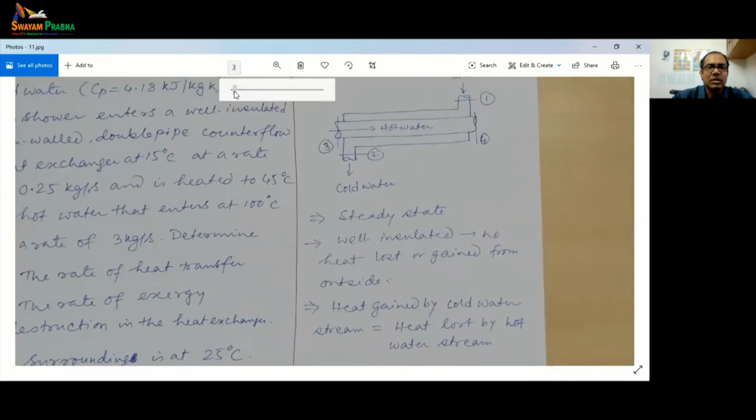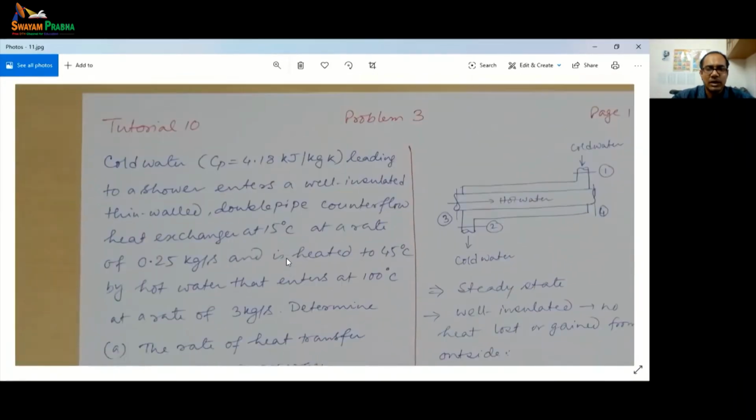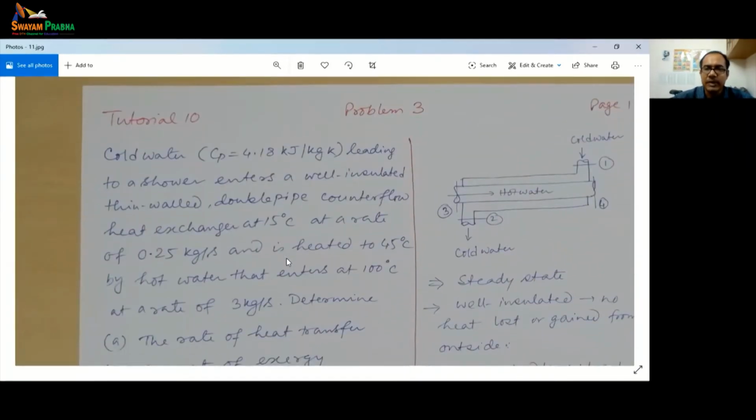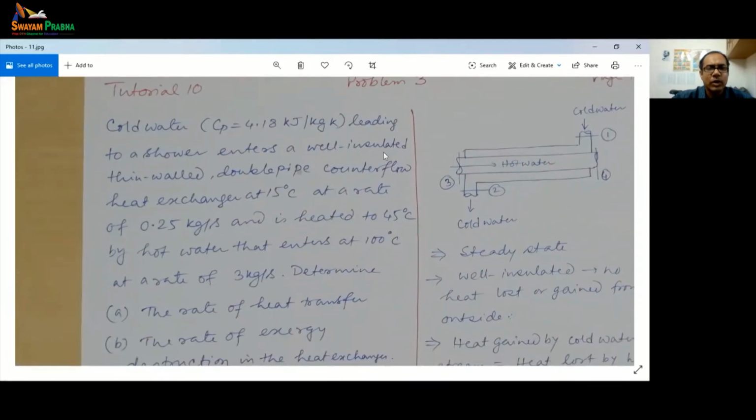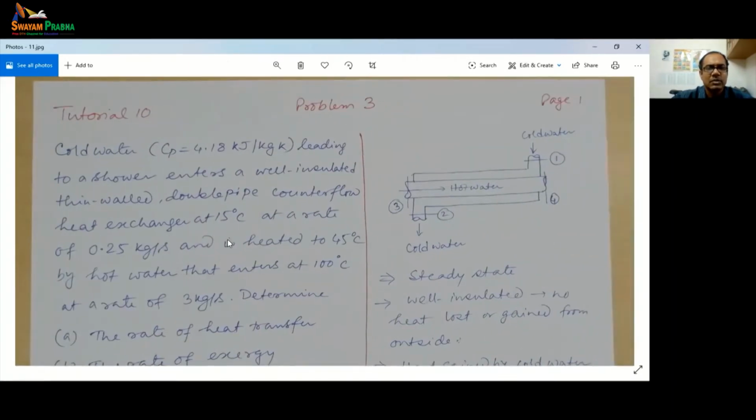which does not involve any work term. It is only the heat term that's required. Okay, so what we have here is cold water. Cp is given for the water, and one stream of cold water leading to a shower enters a well insulated, thin walled, double pipe counterflow heat exchanger. So all these terms you can see here in the diagram.